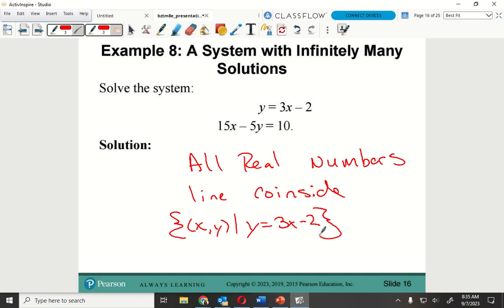So your answer is going to look just like this. Okay, this is from your homework. That's all you have to do. Same line, lines coincide, and it's going to give you a solution set like this. It doesn't matter which one you enter, because they're the same line. Does that make sense? Yeah? Okay, good.